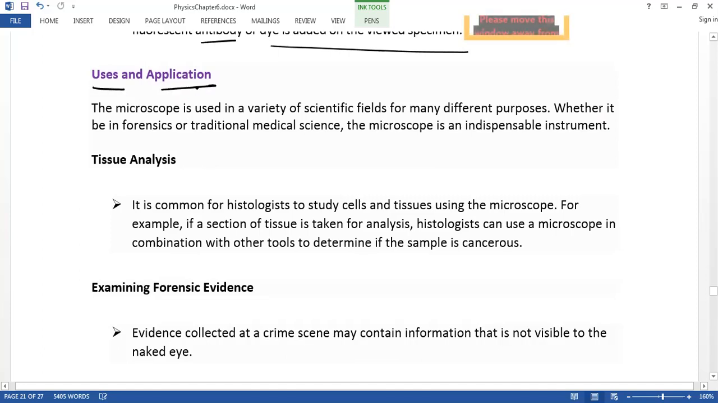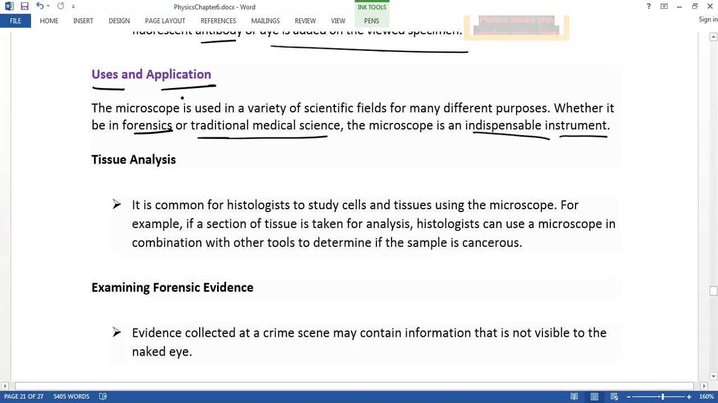The microscope is used in a variety of scientific fields, that is in forensics and in traditional medical science, and the microscope is also an indispensable instrument. That is, no work is done in microbiology without the use of microscopes. So let us move on to the next one.